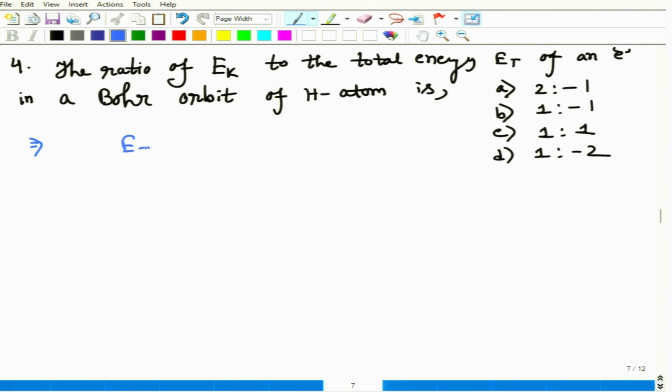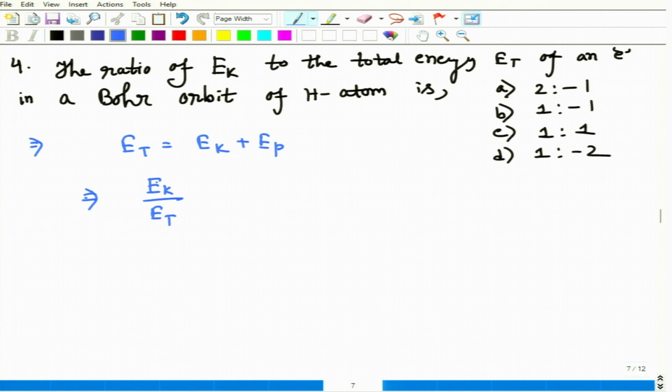Okay, so one thing you know, ET is actually EK plus EP, that is known, right? EK is the kinetic energy and EP is the potential energy. What they are asking is EK divided by ET, if I am not wrong, yes, EK by ET. So this was asked.